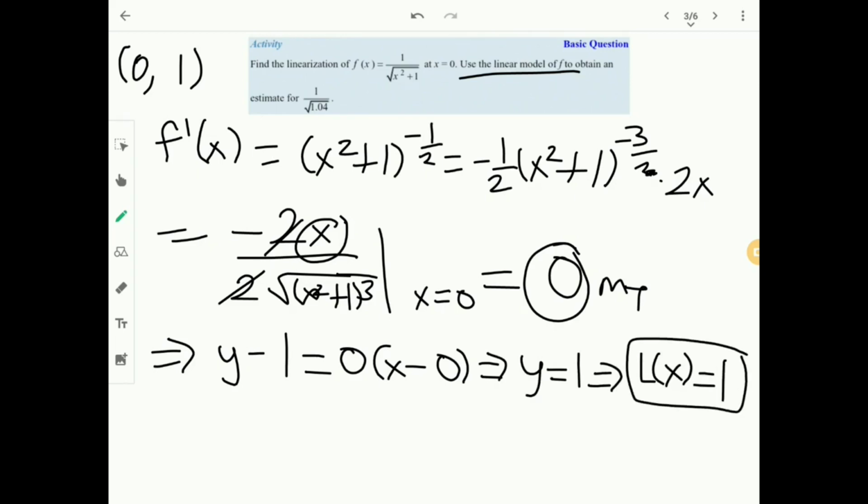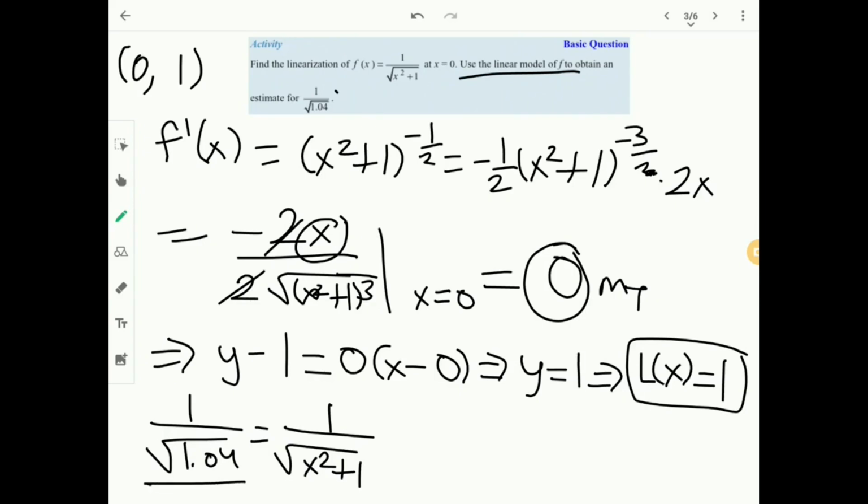Obtain an estimate for 1 over the square root of 1.04. We cannot immediately put this into the answer, even though anything we put will get 1, because the tangent is a horizontal line, but we have to use the right x. So we say 1 over square root of 1.04 equals 1 over the square root of x squared plus 1. 1 is the same, but now we have to split this.